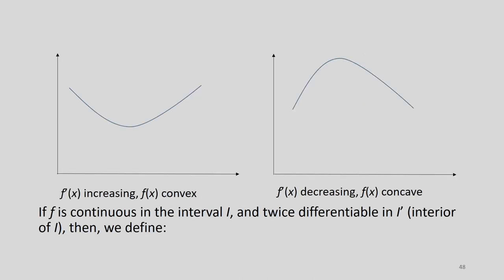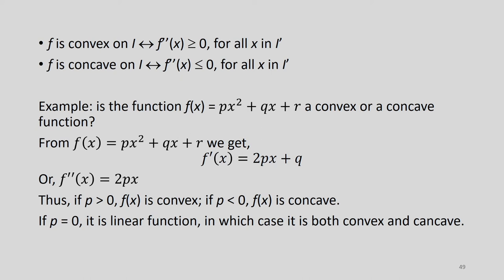and here is what we have been talking about. If a function f is differentiable and twice differentiable in the interior of I, I dashed is the interior of I, and it is continuous in that interval I, right, then we define f to be convex in I, and that statement is equivalent to f double dashed of x is greater than or equal to 0 for all x in I dashed, and f is concave in I, that statement is equivalent to f double dashed of x is less than or equal to 0 for all x in I dashed.